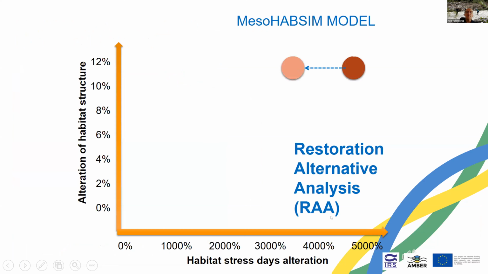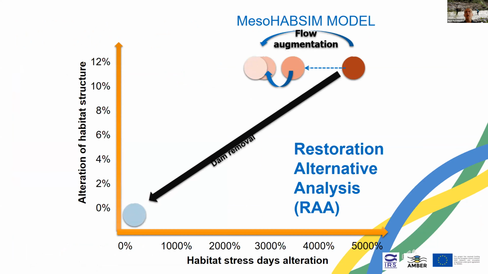So after performing the analysis, we were able to define the best available options. One thing that was very surprising, and this diagram was made after all the deep analysis of mesohabsim that I don't have time to get you very acquainted with, we are calculating the alteration of habitat structure, so how much the existing habitat proportions do not match the proportions that would be expected for this river.